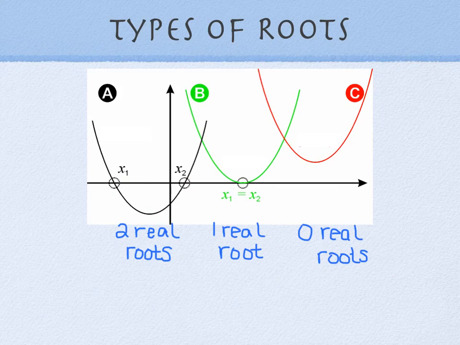This would be the problems from yesterday where you got no solution. And I know there was one in our notes. I'm not sure if there were any on the homework or not, but if you're solving and you get no solution, this is what you're dealing with. You're dealing with a floating parabola. It never crosses the x-axis, and so you're looking for something that doesn't exist.